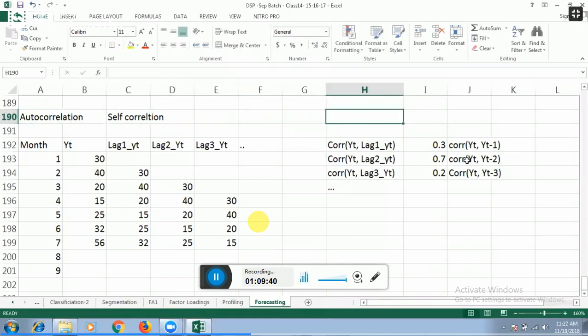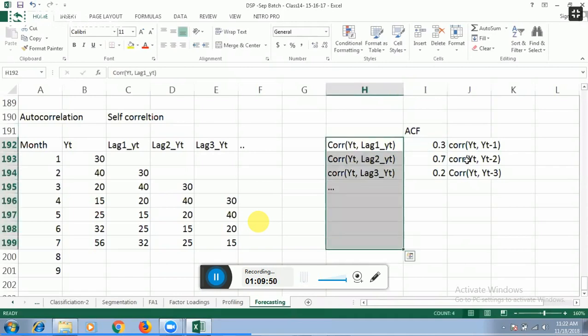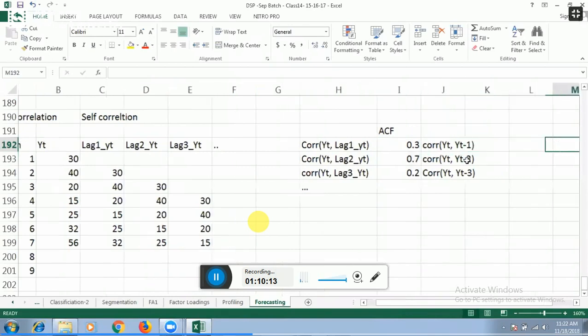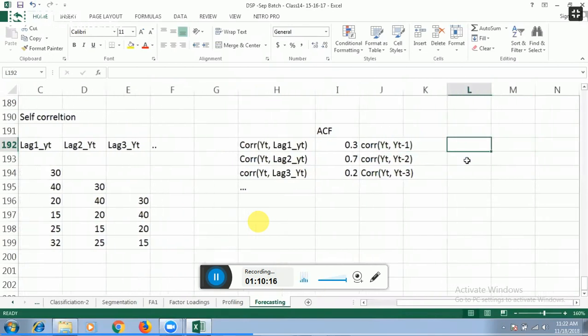And the values which we are capturing, this is what we call the ACF. What is ACF? Autocorrelation function. Autocorrelation function means how your current value is related to the previous values. You are looking at lags: current value YT and lag 1, YT and lag 2, YT and lag 3, YT and lag 4, YT and lag 5, etc. If I capture those values, that is what we call the ACF. So by looking at the ACF, what can we identify?